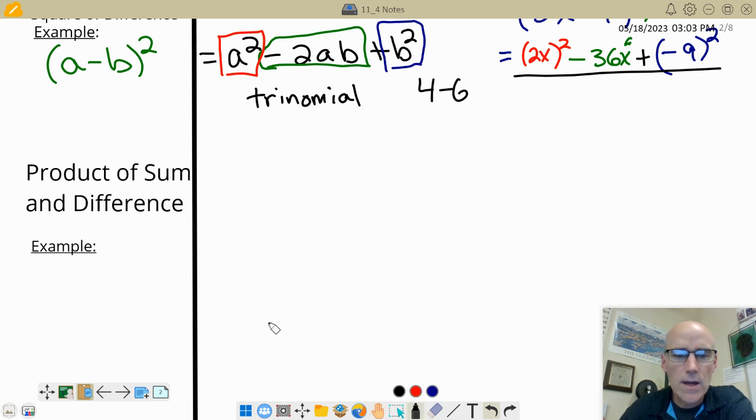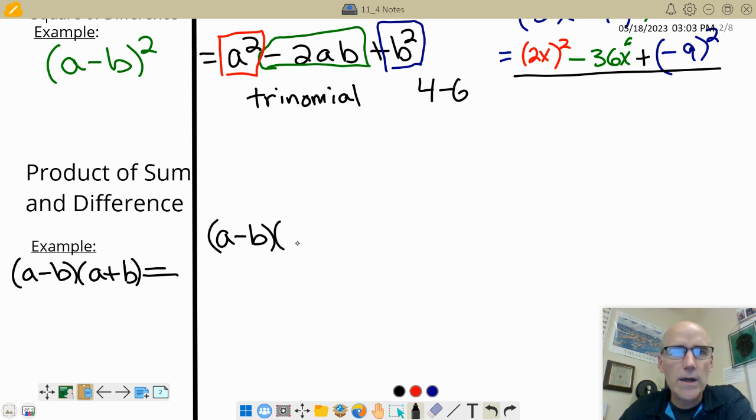It's going to be a minus b times a plus b. Okay? So let's see what that equals. Let me write it right over here: a minus b. Once we figure out what this is equal to, then we're going to try to figure out a shortcut, and we'll see if we can do a homework problem real quick using the shortcut.